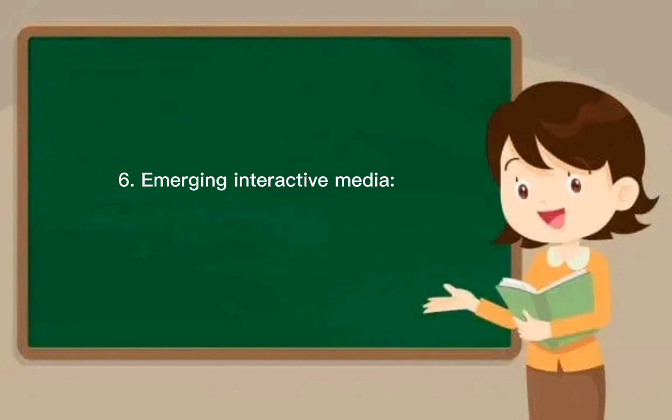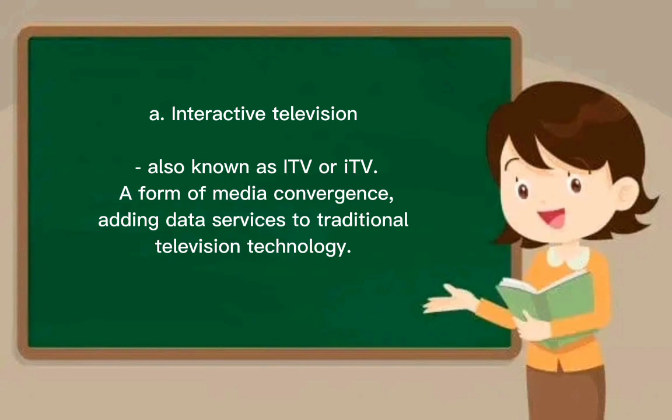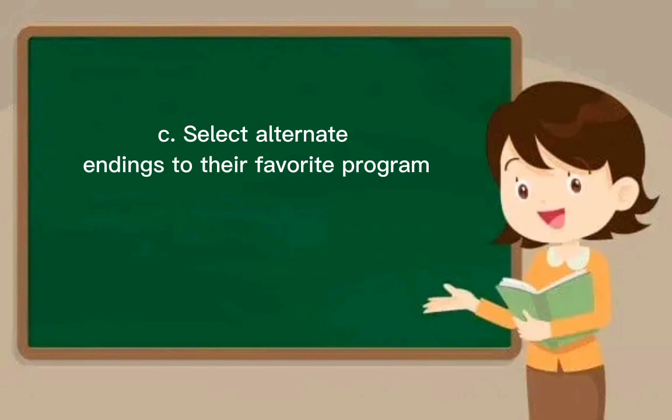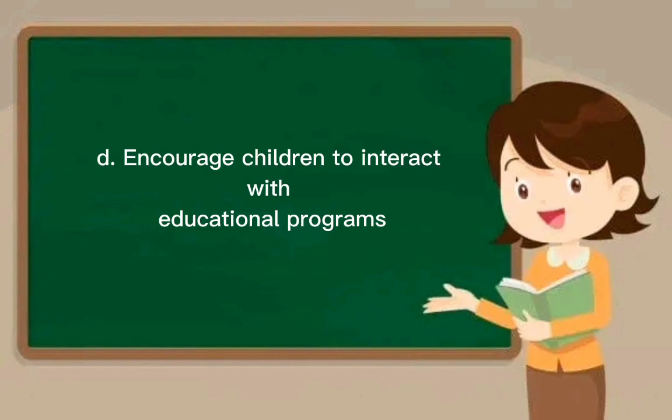Number 6. Emerging interactive media. A. Interactive television, also known as ITV, a form of media convergence, adding data service to traditional television technology. B. Allows viewers to participate in game shows. Viewers compete with an on-screen contestant. C. Select alternative ending to their favorite program. D. Encourage children to interact with educational programs.